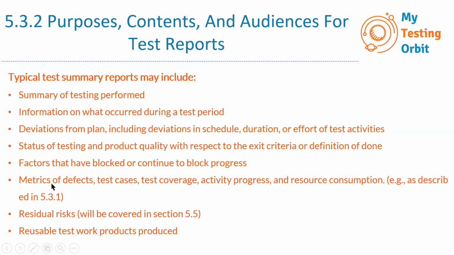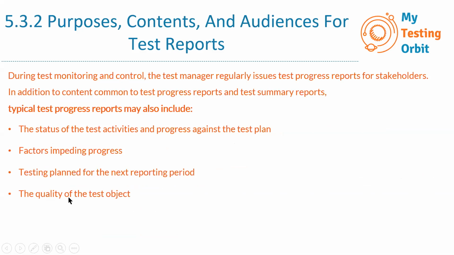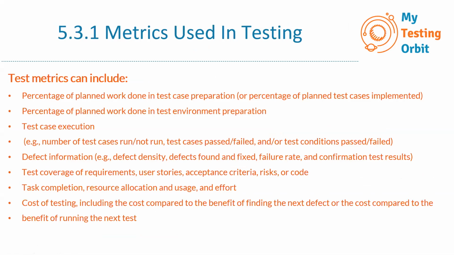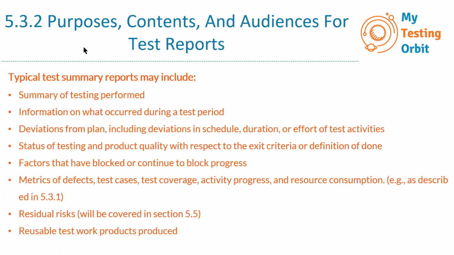Okay, so metrics of defects, test cases, test coverage, activity progress, and resource consumption are as already described in 5.3.1. So we already covered this part in that section. Then there are residual risks, which we will cover in the coming section, 5.5, so I will leave it till then. And the last one is reusable test work products produced.